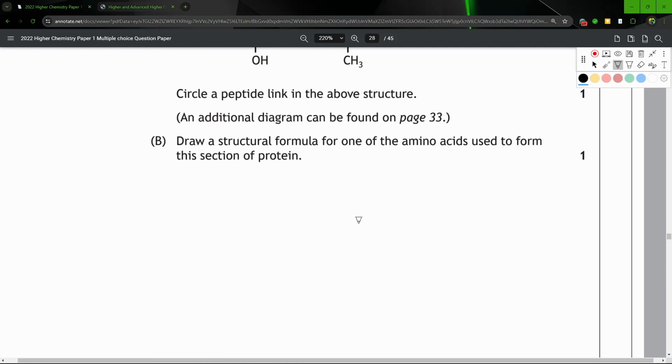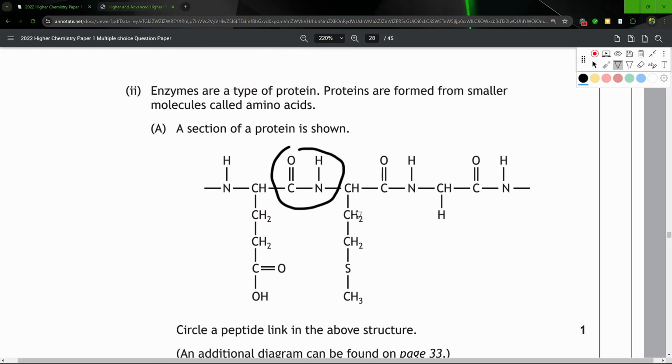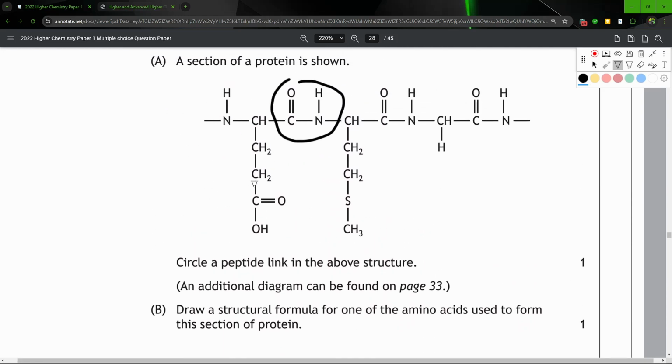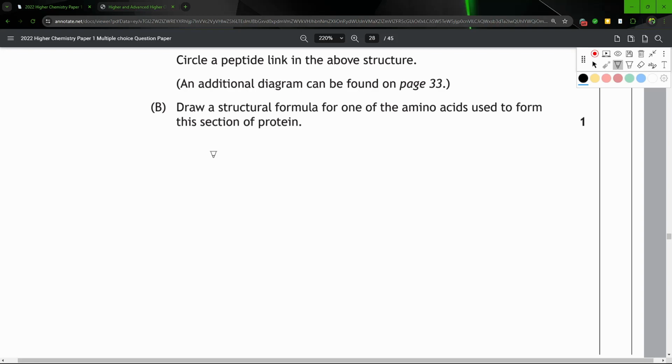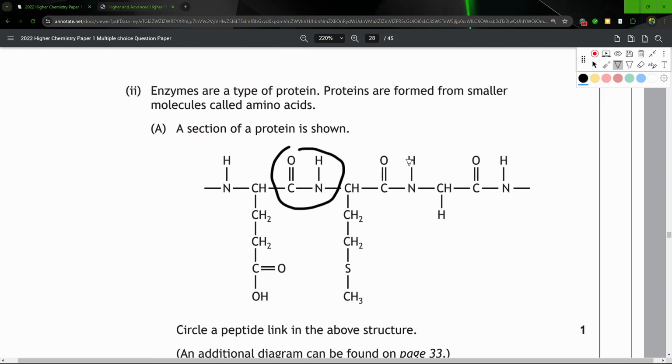Draw a structural formula for one of the amino acids used to form the section of the protein. So really, what you're going to have to do here is pretend like you're going to hydrolyze one of them, so you split it out from the protein. So first draw the top bit with the broken amide bonds. So this is what's going to happen at the top of any amino acids, and then we're just going to select amino acids here.